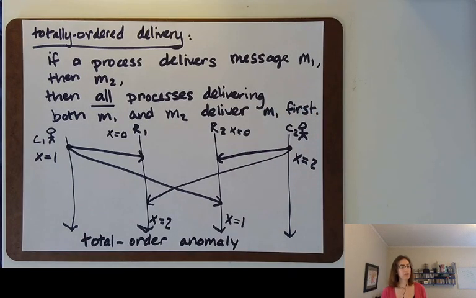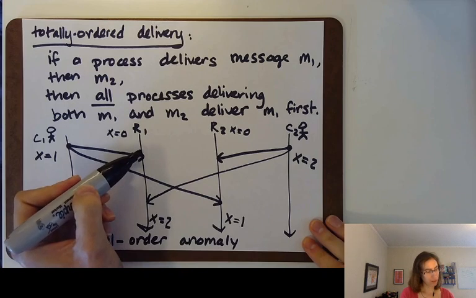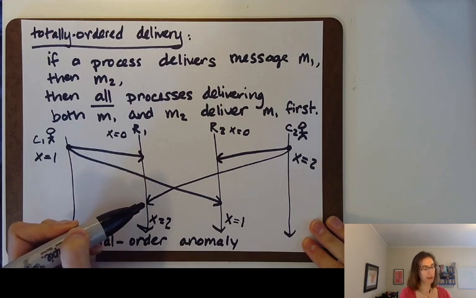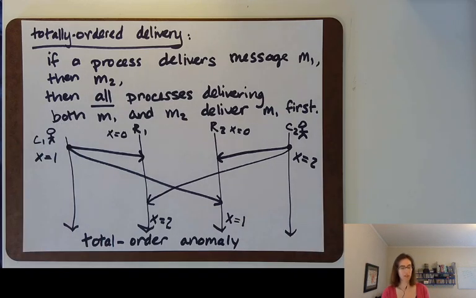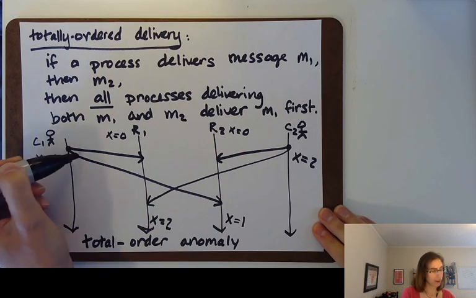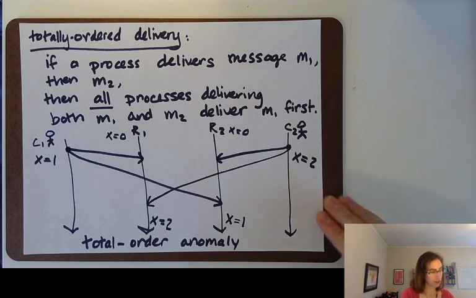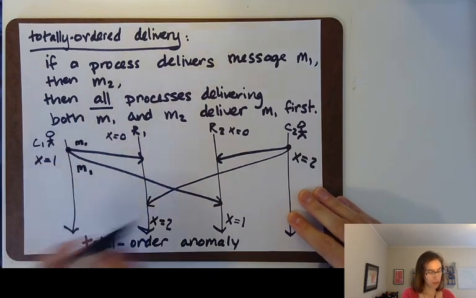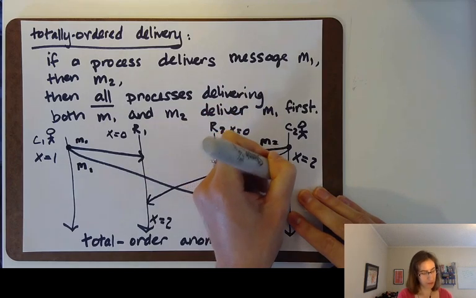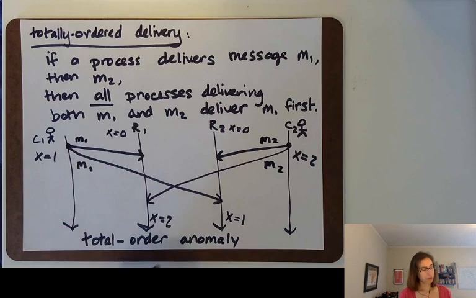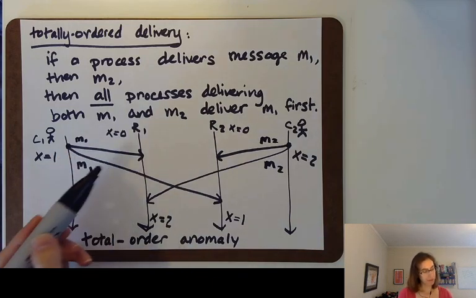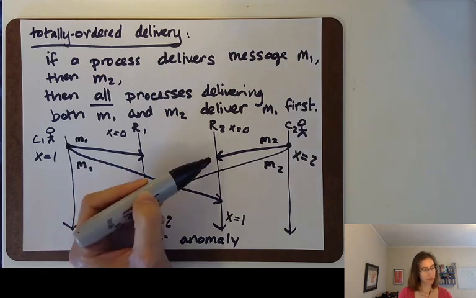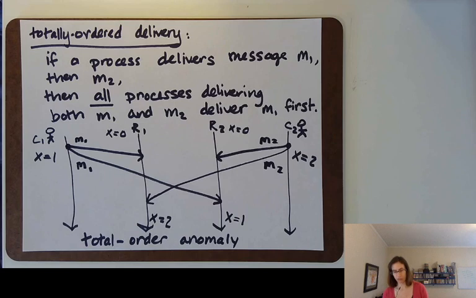So this is a violation of totally ordered delivery because this process, for instance, R1, delivered the message from client 1 and then the message from client 2. So this comes back to that question of broadcast. For the purpose of these definitions of delivery guarantees, you should think of these two messages that client 1 is broadcasting here from this same send as both being the same message, right? So you could think of these both as being M1, and you could think of these both as being M2. So the process here at replica 1 delivered M1, and then it delivered M2, whereas replica 2 delivered M2 and then M1. So this is a violation of totally ordered delivery.